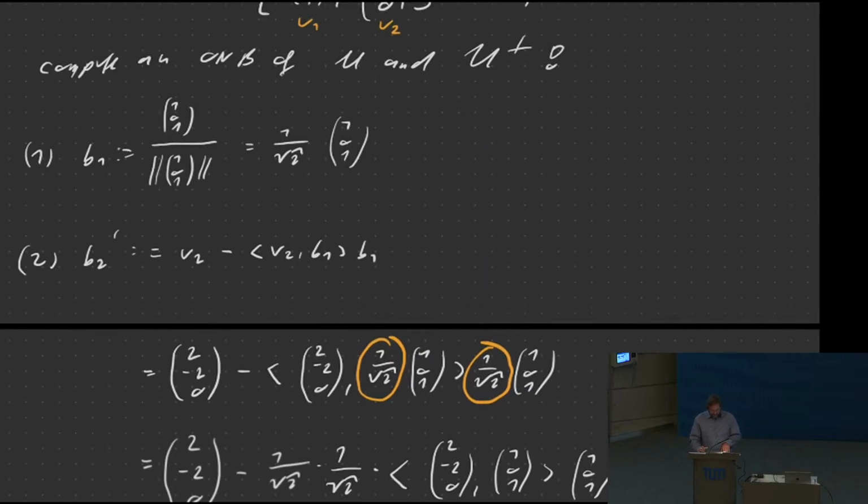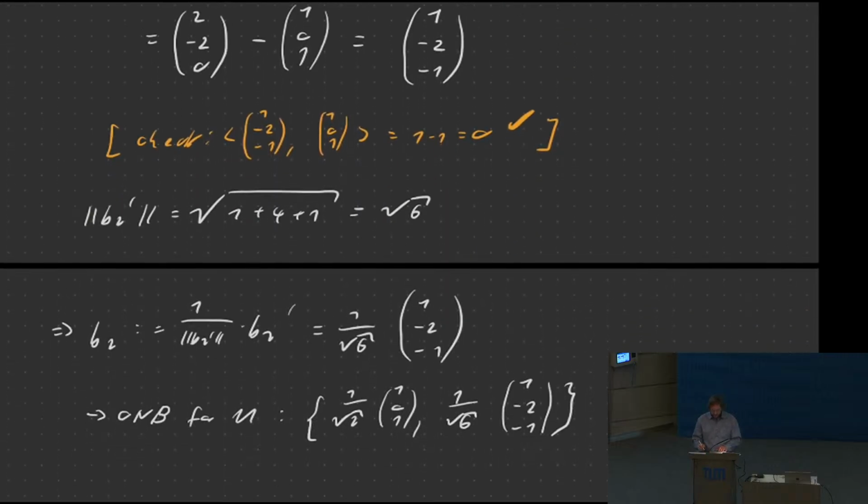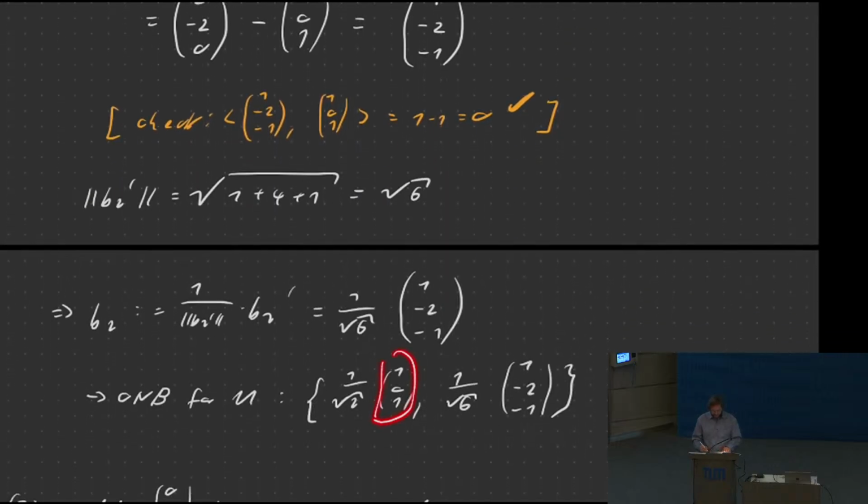All right, and what you can see is this direction, that's the first one that we used, that also appears in the ONB. This direction here does not appear in the ONB anymore, right? So that is still here. That's a completely different direction.